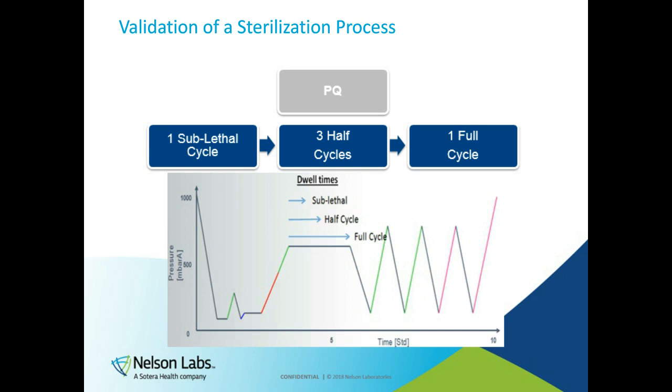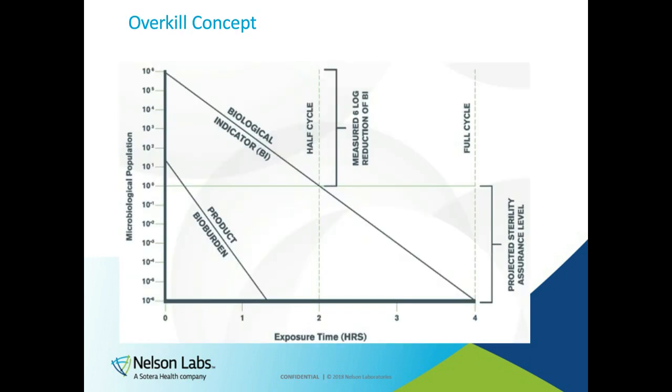And again, in the overkill process, just as a reminder, in the half cycle, we are reducing that BI to basically a 0 organism count, and then doubling that time for the full cycle. That is what makes the overkill concept.